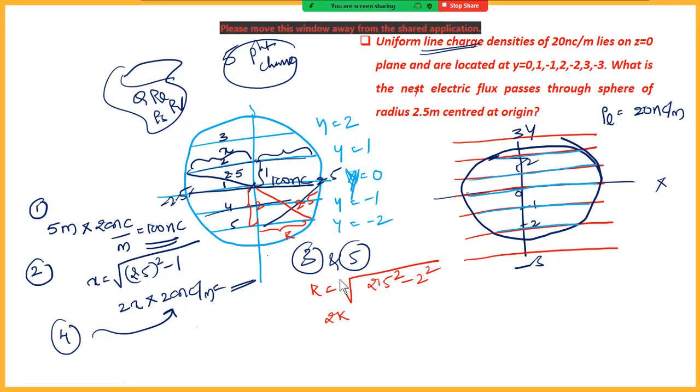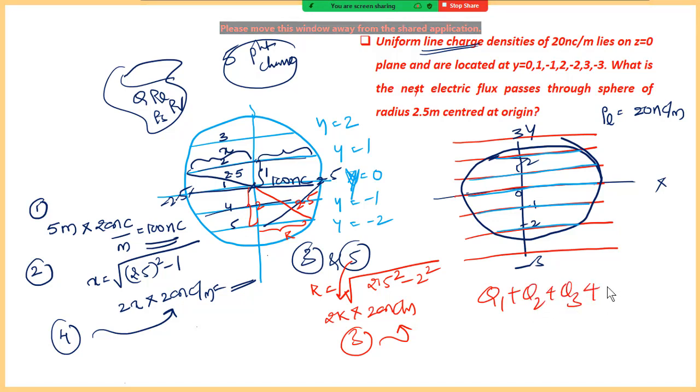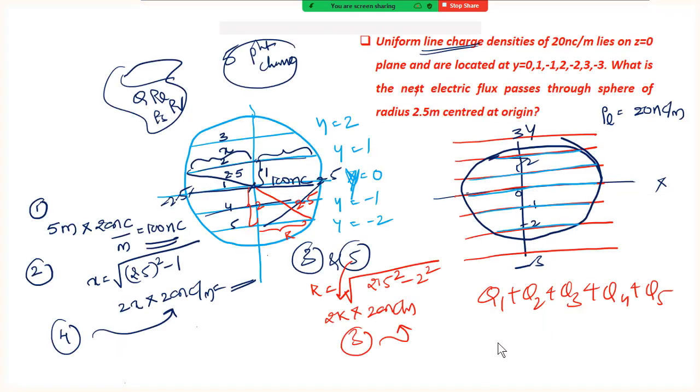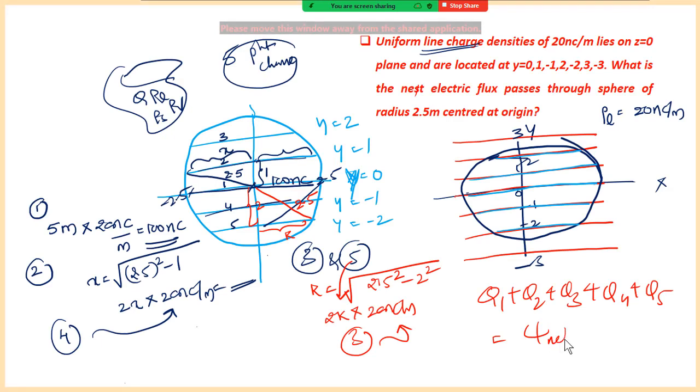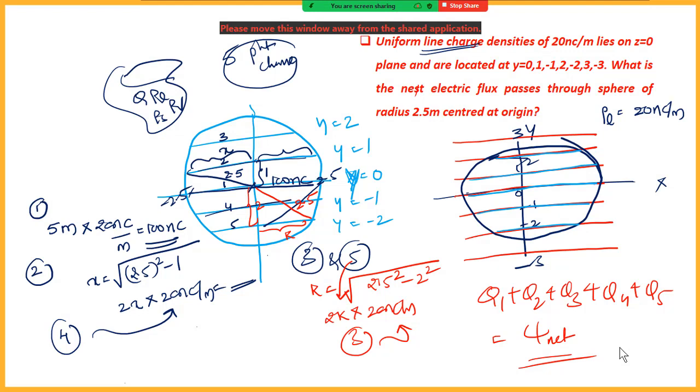Okay, for 2k, that means if you take only the fifth line, 2k into 20 nanocoulombs per meter, and for the third line also the same amount of charge is there. So for the first line, second line, third line, fourth line, fifth line, all the charges must be added, and the same amount of electric flux is coming out of the sphere. So in this manner we have to calculate. Okay, this is simply the application of the Gauss law.